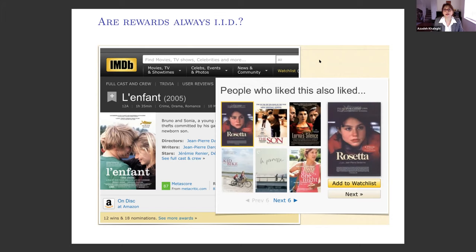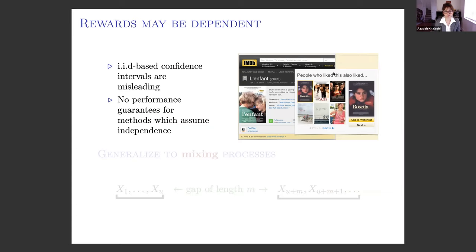In this simple recommendation system scenario, the event that I'm selecting any of these six movies to watch today is quite dependent on the fact that I watched this movie on the left yesterday. But so what? What happens if the rewards are dependent? The strategy that I described earlier is not going to work, because the confidence intervals are based on the IID assumption, which is not necessarily going to hold in this more general setting. So if we follow that strategy, we're not necessarily going to have any performance guarantees.